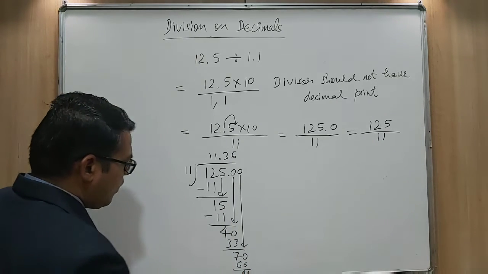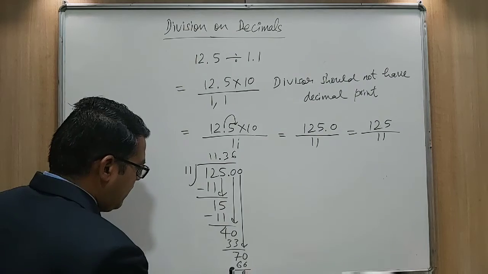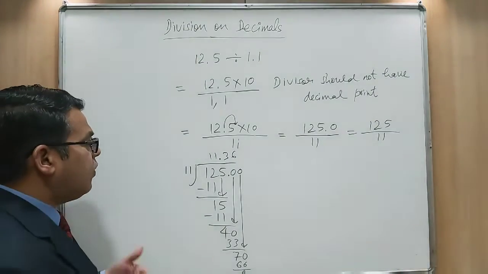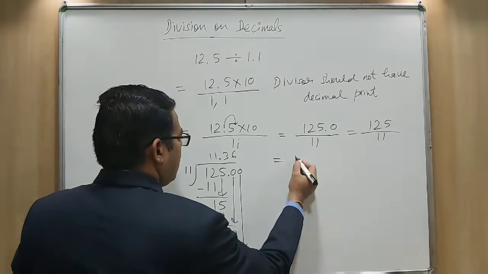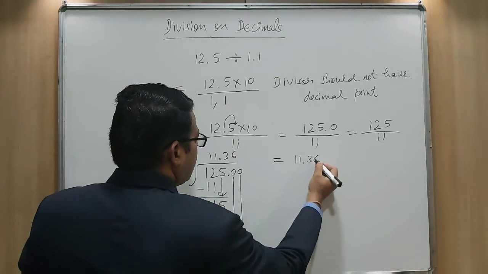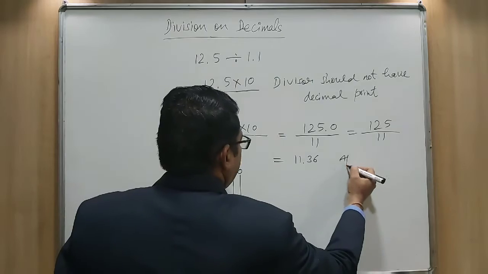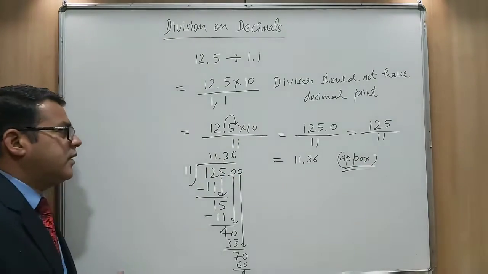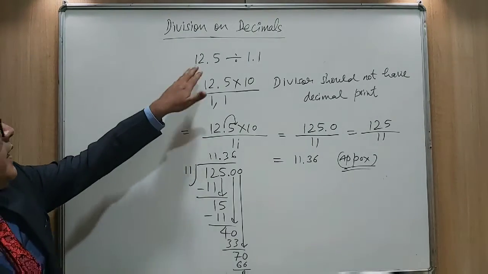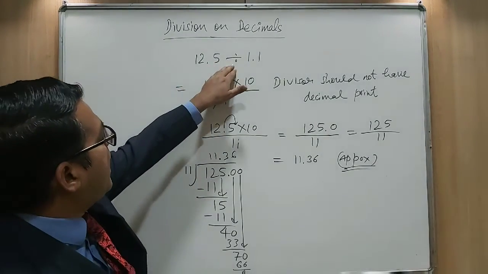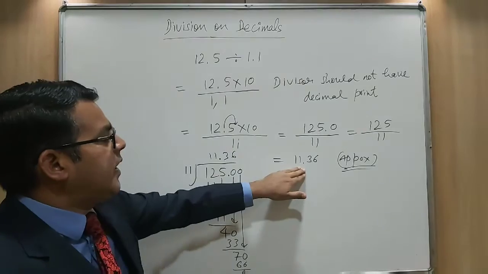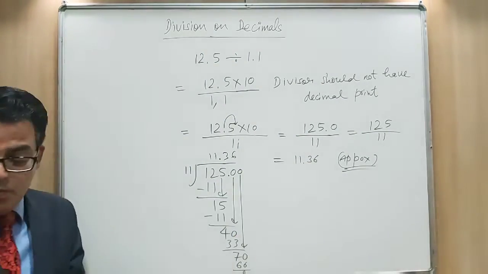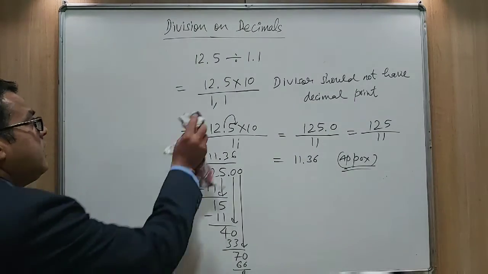4 we have. So you can see here, 4 we have. This 4 is repeating again and again, so no need to do it again. We can write only here. This is an approximate answer: 11.36. It means if we divide 12.5 by 1.1, we have 11.36. Hope you understand. One more example I am taking here.